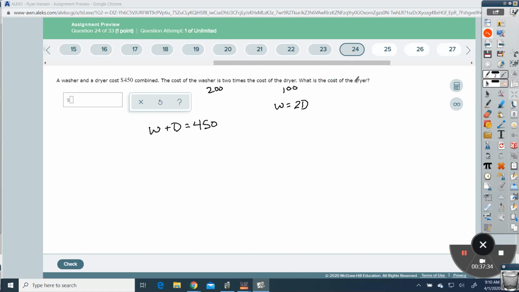Okay. What is the cost of the dryer? Well, now that I know that the washer equals 2 Ds, I could replace this washer with 2 Ds. I have 3 Ds equals 450. So now I just divide it by 3. So 45 divided by 3, 15, 30, 45. So that's 15. So the dryer equals $150.